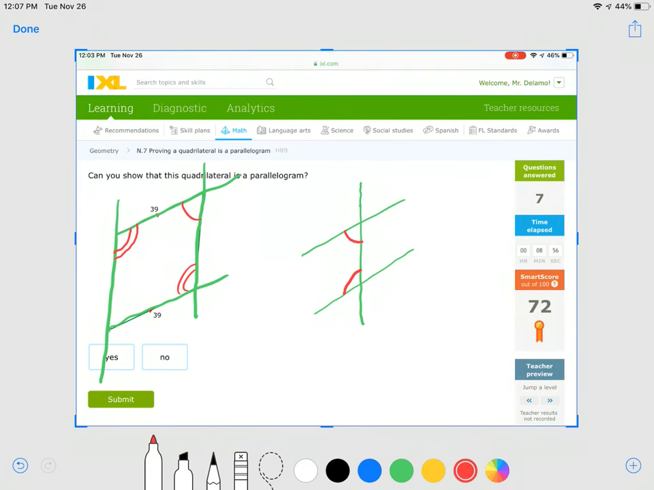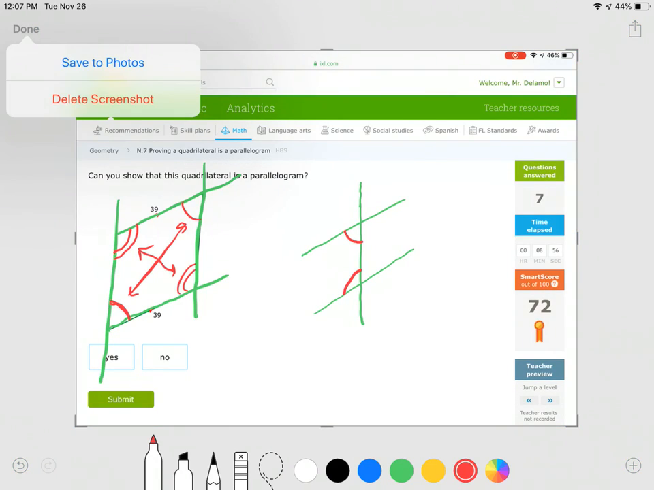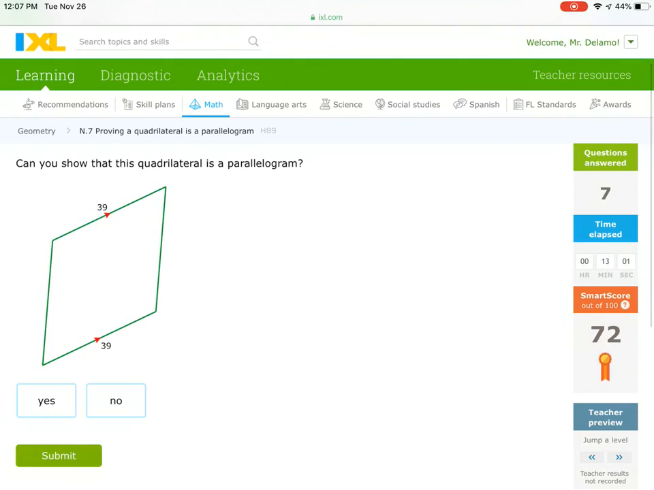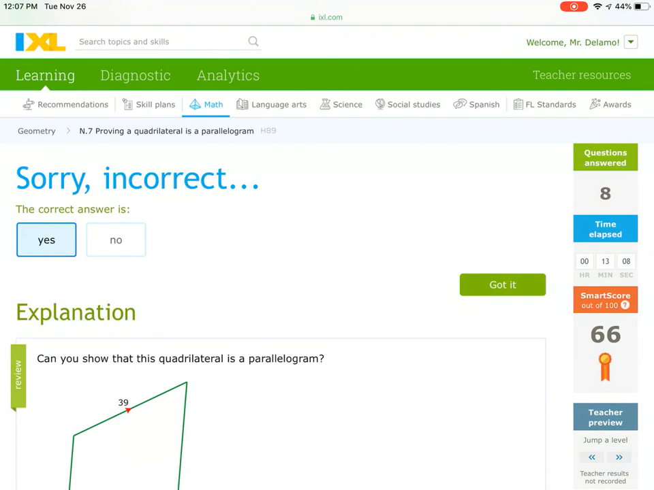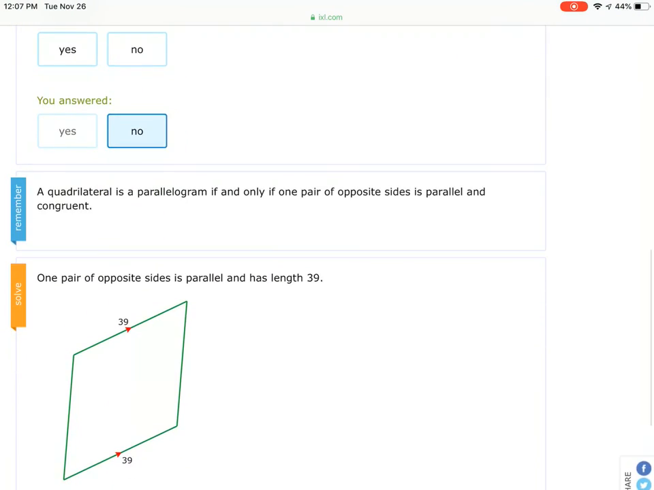Somehow these have to be congruent to each other, and then these two are also going to be congruent to each other. Let's click yes and see if we get it right. You know what? Let's click no and get an explanation, because I'm pretty sure it is yes. So let's get the explanation. Okay, so the answer was yes. Let's see what it says.